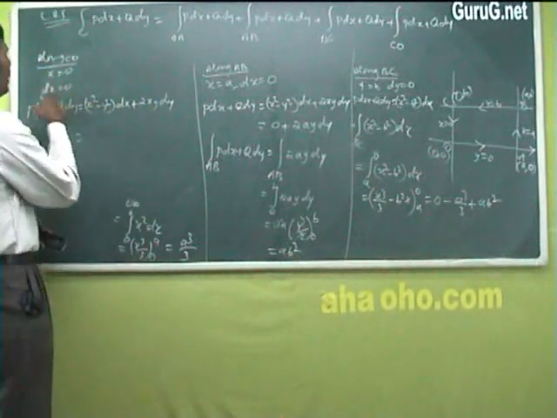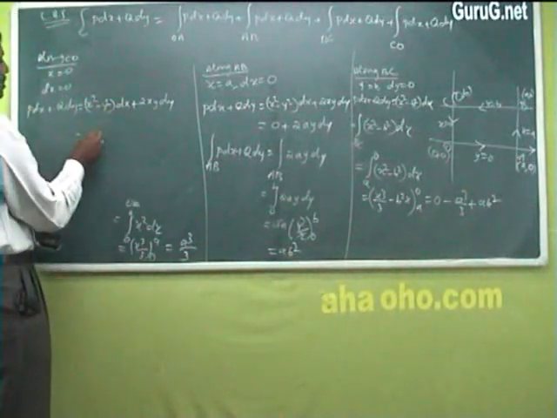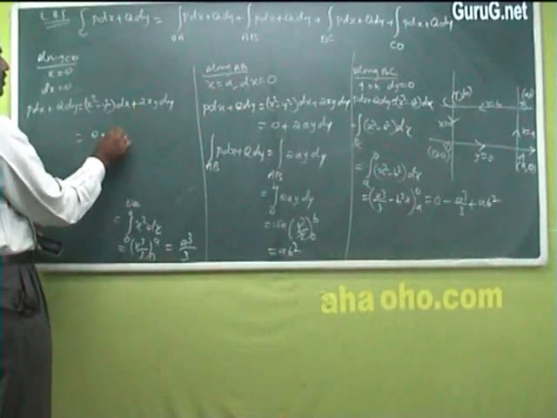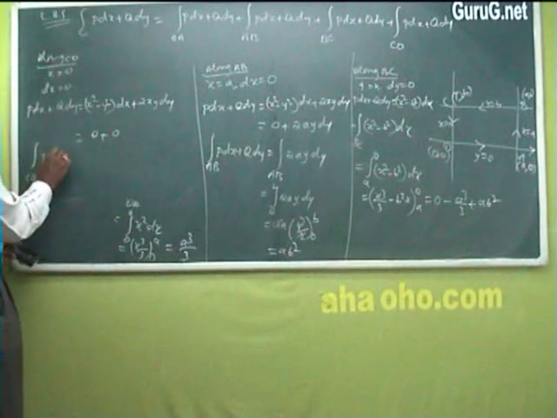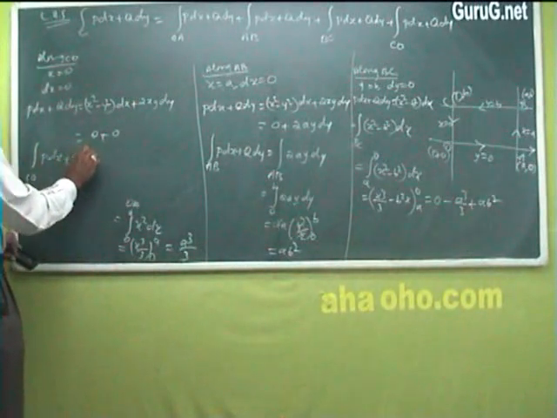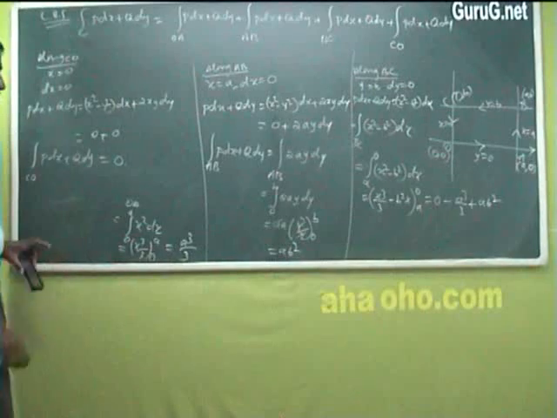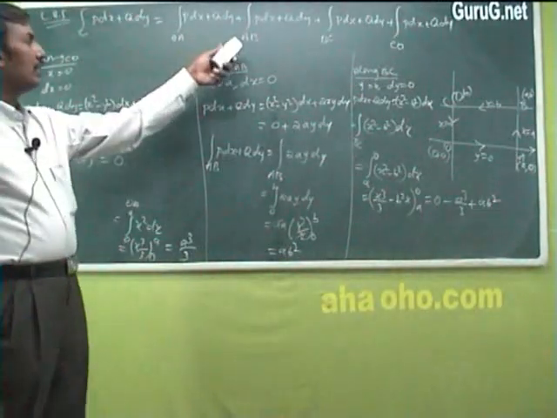You put x equal to 0 and dx equal to 0. So this is 0 and x equal to 0 is also 0. So therefore the integral over CO of p dx plus q dy equals 0. Now you substitute this 4 result in this equation.